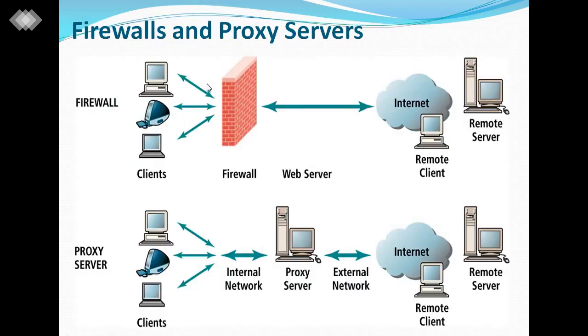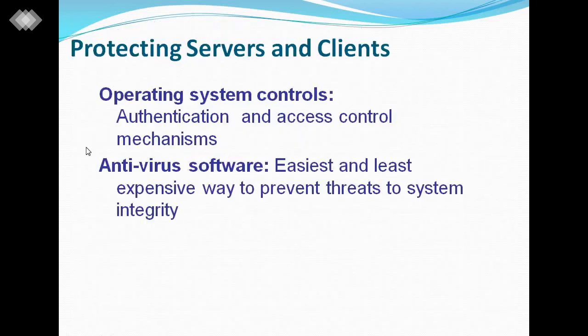Students, this diagram shows how clients interact with firewalls, and then how the web server interacts with the internet and different remote clients and servers. With proxy servers, they interact with their clients, and the proxy servers send requests to the external network and the internet, related to remote clients and remote servers. In protecting servers and clients, the operating system controls authentication and access control mechanisms, and antivirus software is the easiest and latest way to prevent threats to system integrity.